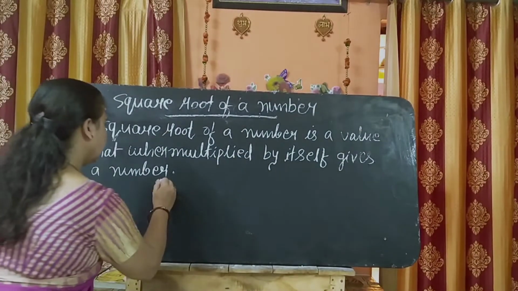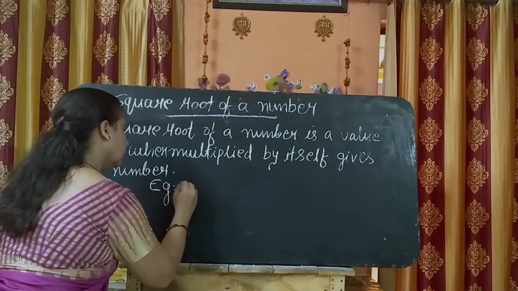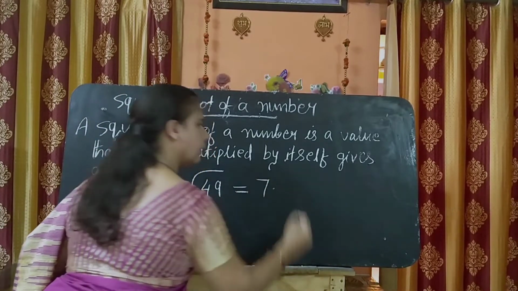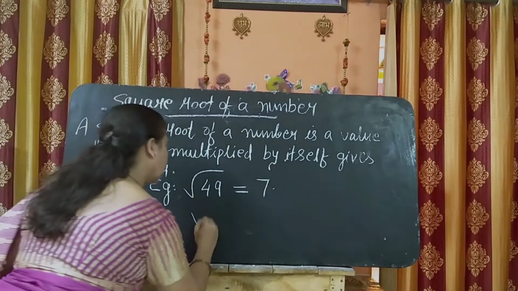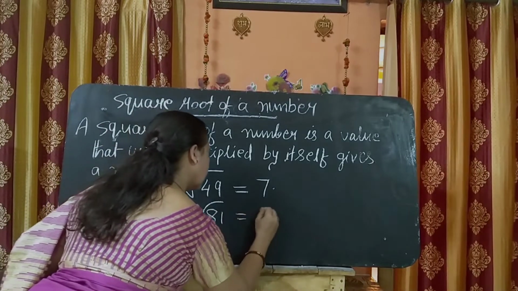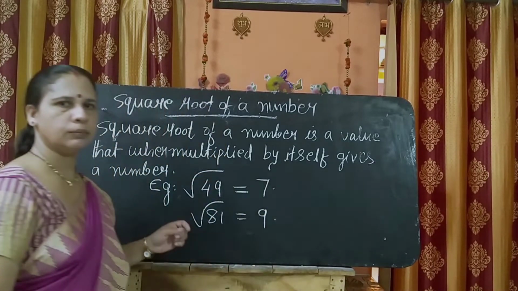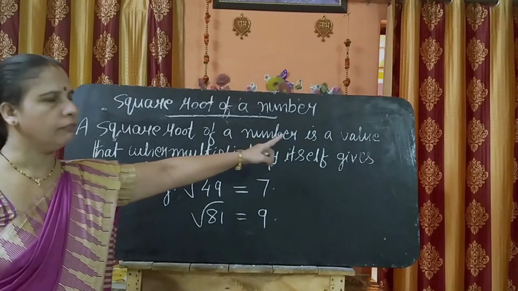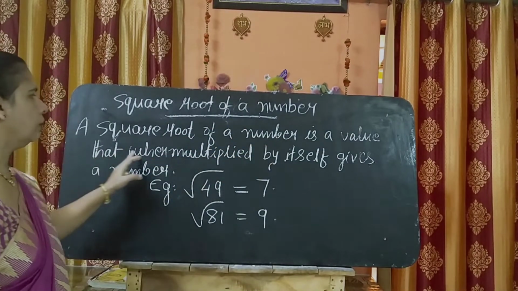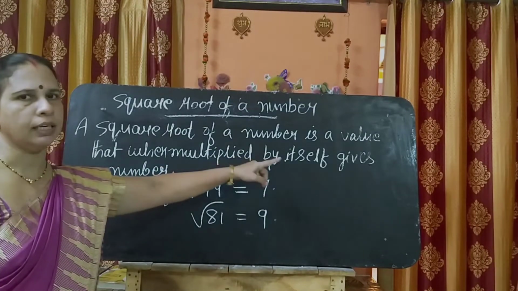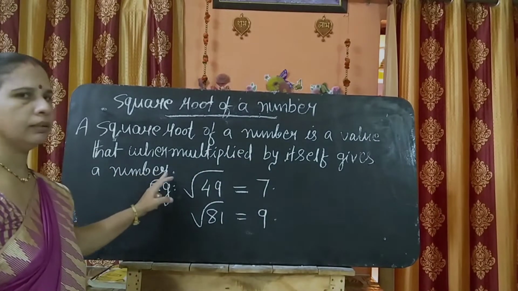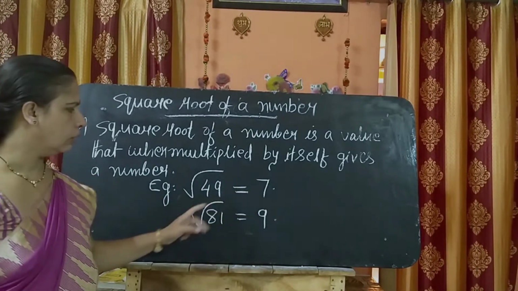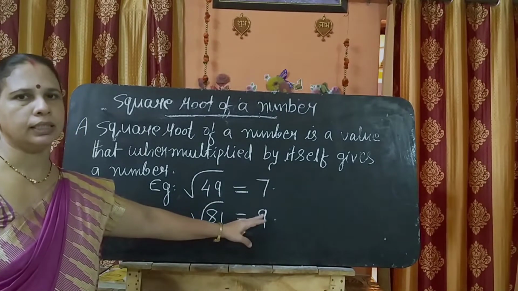For example, the square root of 49 equals 7. Next, the square root of 81 equals 9. Once more, the square root of a number is a value that when multiplied by itself gives the number. For example, root 49 equals 7. Root of 81 equals 9.